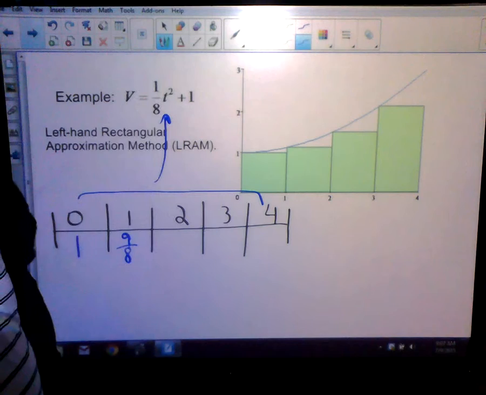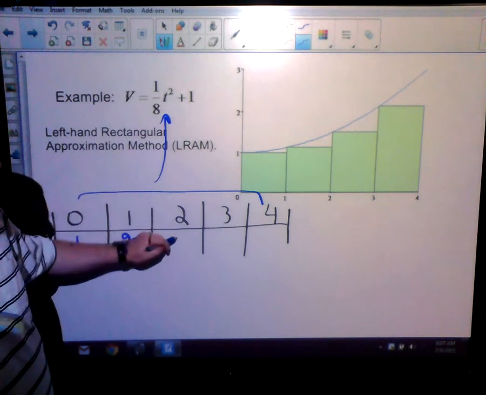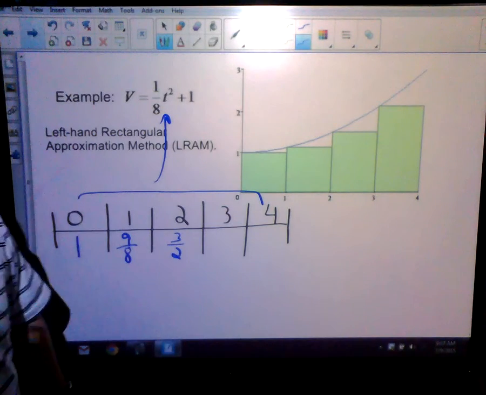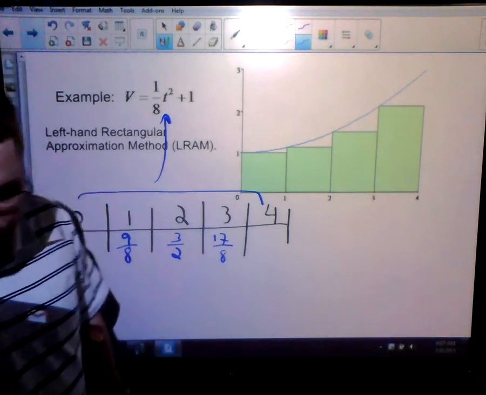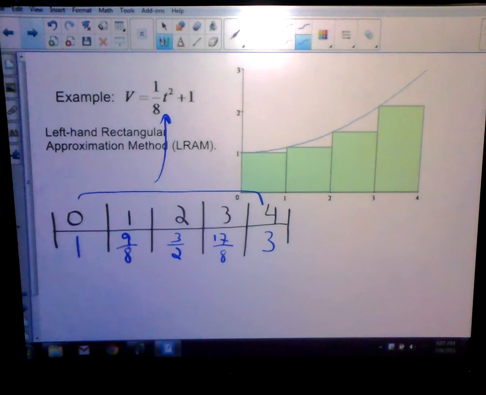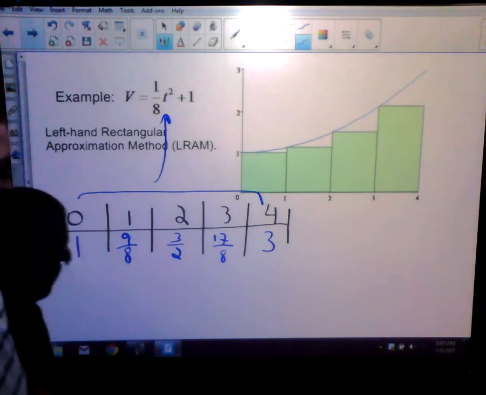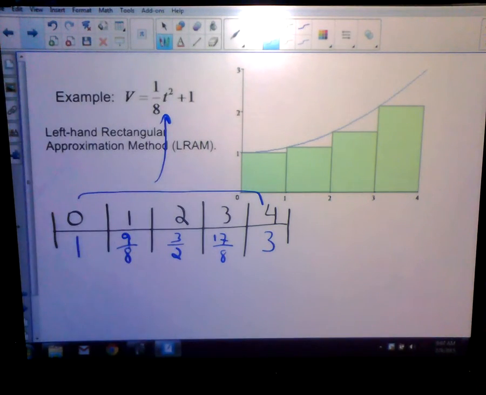If you plug in 2, that's 4. 4 over 8 is 1/2. 1/2 plus 1 is 3/2. If you plug in 3, you're going to get 17/8. And if you plug in 4, you're going to get 3. And again, I did those ahead of time on my calculator. So those are the heights. But I only want to use LRAM.